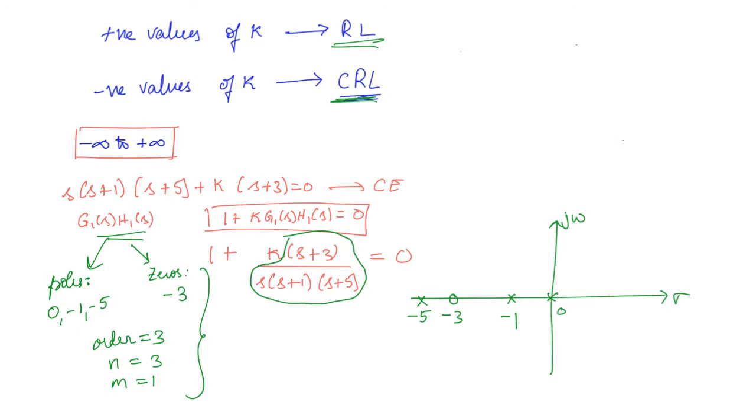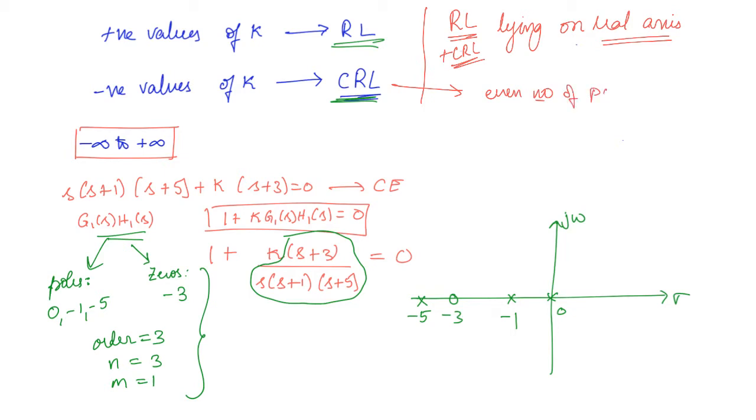Now we have to find out the root locus lying on the real axis. So for the root locus, this is the root locus plus the complementary root locus. For the positive values of k, what did we do? We chose that portion of the real axis to the right of which there are an odd number of poles. What happens for the CRL? We have to choose that portion of the real axis to the right of which you have an even number of poles plus zeros.